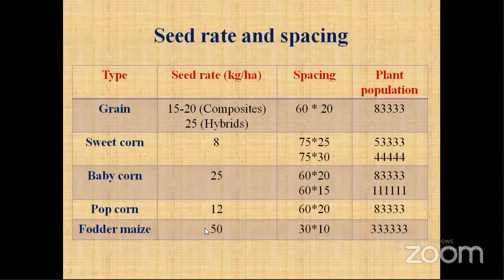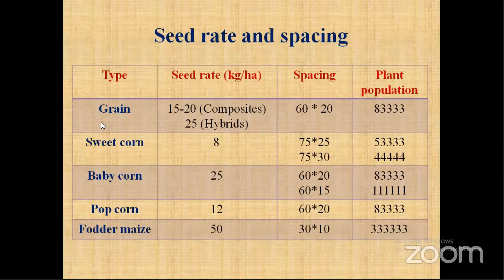Fodder maize seed rate is 50 kg per hectare, and spacing is 13 to 10, and plant population is 3,033 plants per hectare. You see, compared to normal maize, fodder maize seed rate is high and the spacing is very low. In any type of crop, suppose one variety is growing for grain purpose and another variety is growing for fodder purpose, this fodder variety will always have a high seed rate and less spacing, so that we can accommodate more plants per hectare. Because if we are growing a crop for fodder purpose, we want more dry matter production, that means we want more leaf production. So we want to accommodate more number of plants per hectare, that means we want quantity.